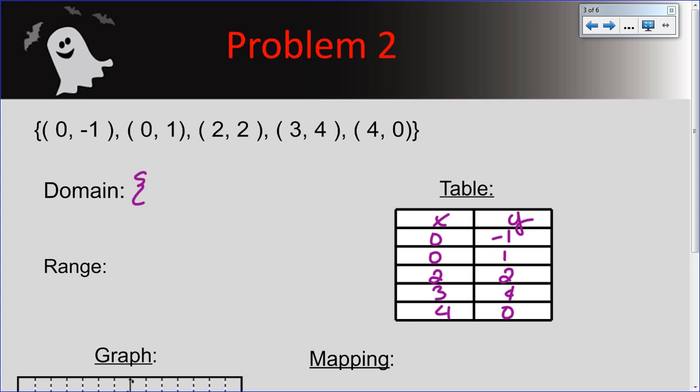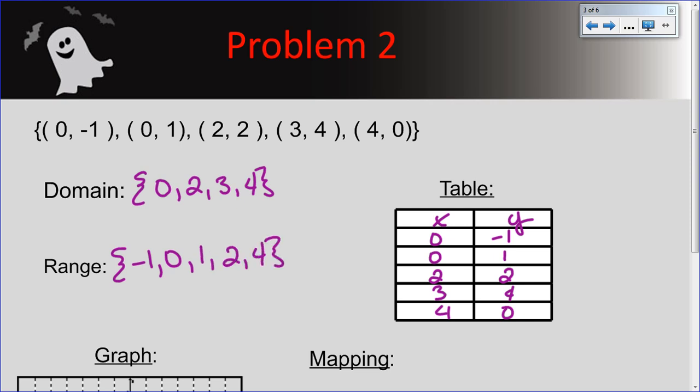So I'm going to list out my domain, least to greatest. Don't list anything that repeats. So I have a 0. Since I have 2 of them, that's cool, but I'm not going to write the second one. Then I have a 2, a 3, and a 4. Then my y values I'm going to list in least to greatest form. The smallest one was -1, then a 0. Even though it's down here, it's still the next smallest one. Then 1, 2, and 4.